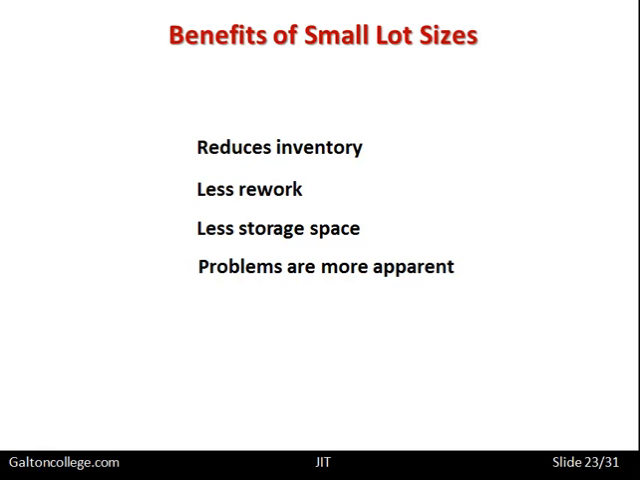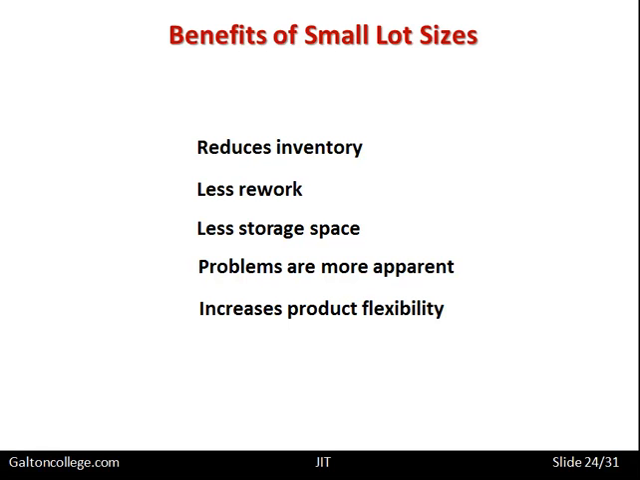So if the company is producing 1,000 and just a few are bad, they may go through, they may not be found. But if they're only producing 5, the lot size is 5, let's say, and some are wrong, then it's going to be obvious that they are wrong. They're badly produced. So problems are more apparent with smaller run sizes.